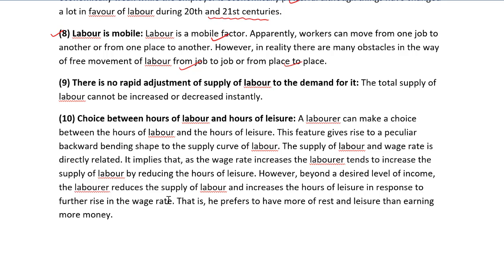Let us see the ninth point. There is no rapid adjustment of supply of labor to the demand for it. The total supply of labor cannot be increased or decreased instantly. It takes a lot of time. It is not possible to produce a lot of labor, right?